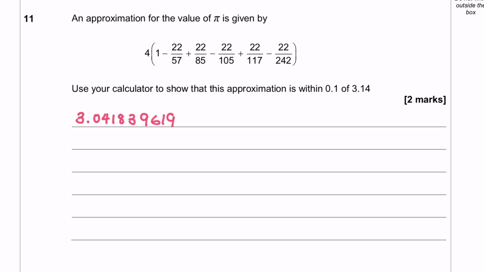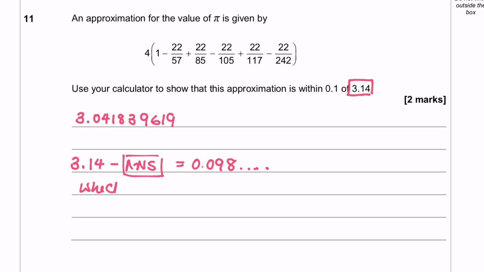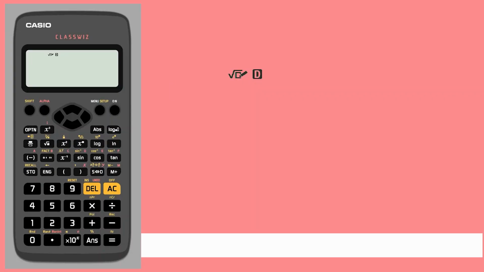And we want to take it away. We want to know it's within 3.14. So we're going to leave that as our answer. We're going to do 3.14 minus and then use the answer key. And our answer comes out to be 0.098... And we can see that this is within, we can say which, remember, conclusion, super important, which is within 0.1.